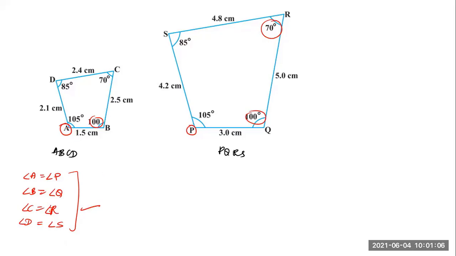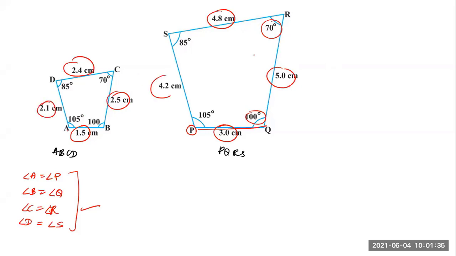Sides here, AB side you check. If you take AB side, sides are in proportional. So AB side 1.5, double is 3 centimeter, PQ side. Correct. And BC 2.5, it's double 5. And 2.4, it's double 4.8. And AD 2.1, it's double 4.2. Correct. So yes, the sides are also in proportional.